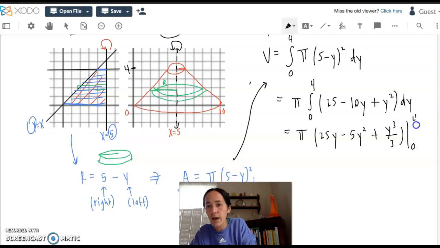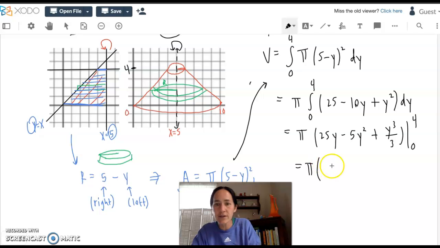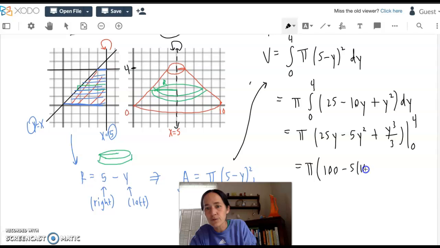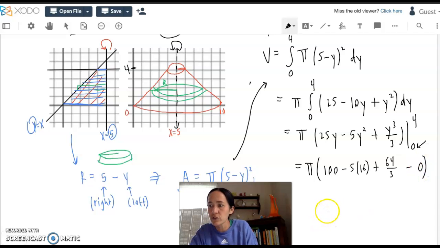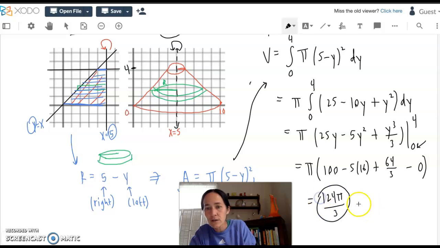Evaluated from a low to a high y value. Plug in 4 first. So I'll show the plug-in. Feel free to let the calculator take it from here. 25 times 4 is 100, minus 5 times 4 squared, so 5 times 16 is 80 there, plus 4 cubed over 3, 64 thirds. And here's a case where we get lucky. Minus 0, minus 0, minus 0. 0 is not going to affect this too much. I would type all this in, hit math frac, put a pi with it for exact value. So 124 pi over 3 is going to be your exact amount of cubic units of volume.